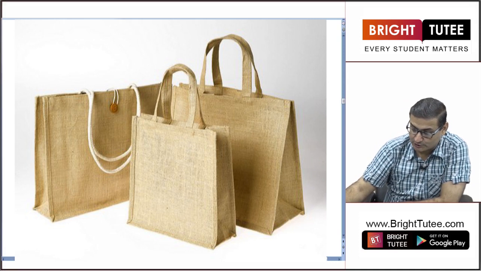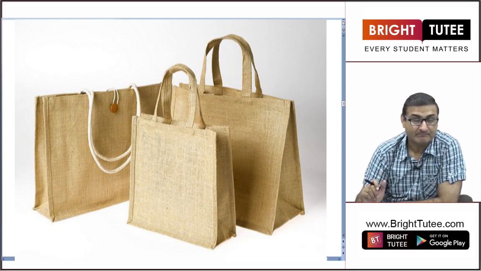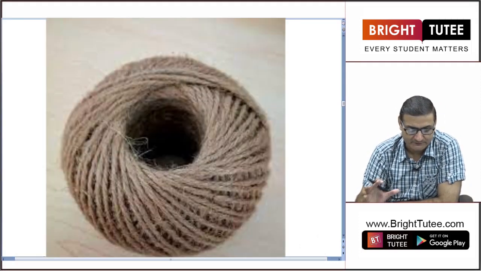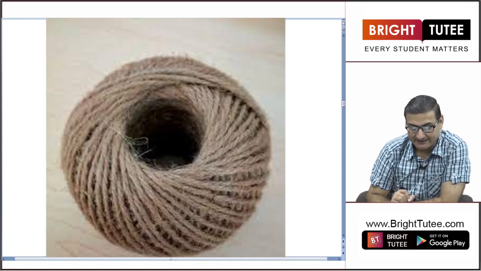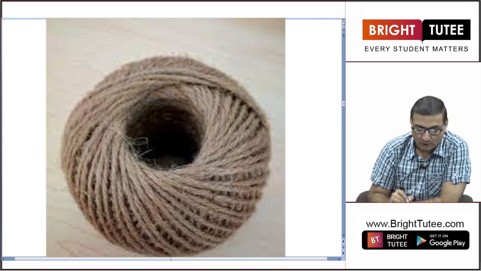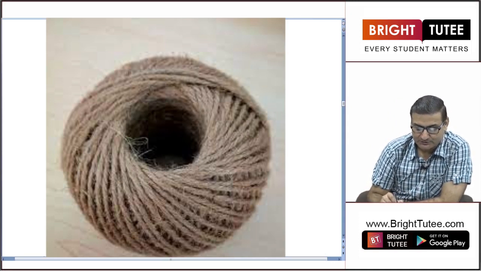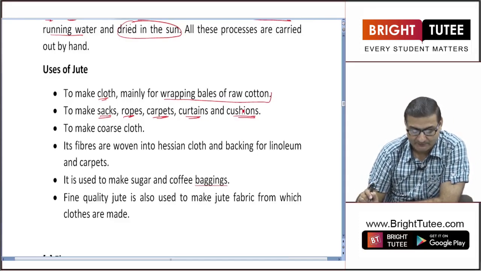Now these jute fibers are used in a lot of places. Where exactly? Let us try to relate a few uses of jute. First of all, jute is used to make cloth, which is mainly for wrapping the bales of raw cotton. All the sacks are normally made of jute. The ropes, carpets, curtains, and cushions are made of jute.